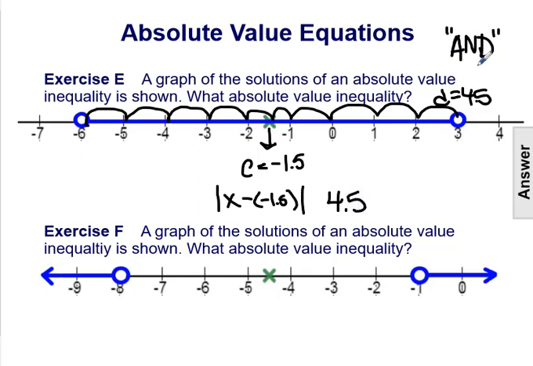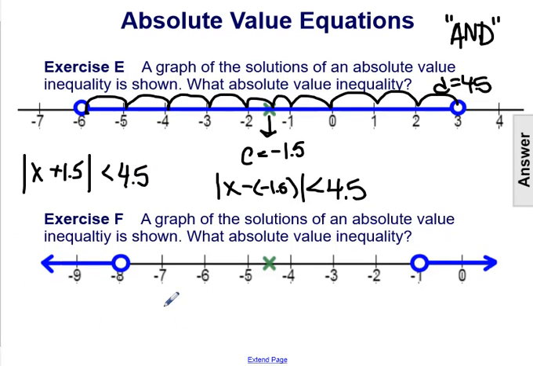Now, if it's an and inequality, you have less than as our sign. And these are open circles, so we're not including them. If we clean this up a little bit, minus a negative, we can write as the absolute value of x plus 1.5 is less than 4.5.